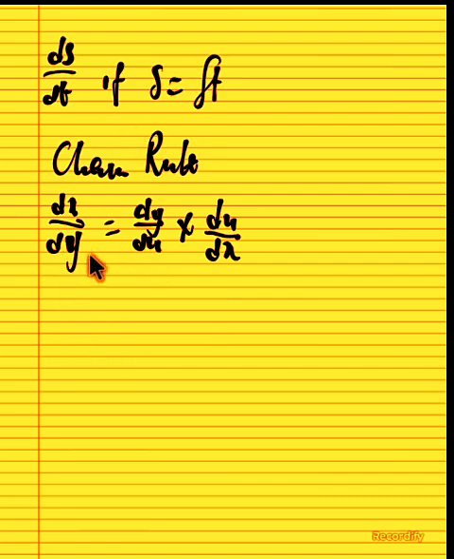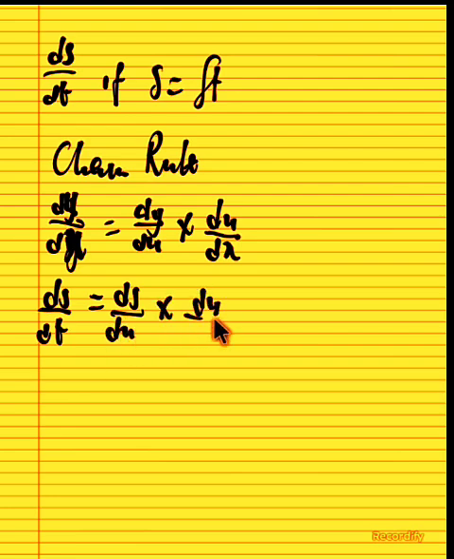Okay, so now instead of having dy dx, this will change to ds dt. Sorry, I mean dy dx, that's a mistake, sorry for that. So now instead of that, our y is now s because this is the function, and we are differentiating with respect to t, so ds dt will be equal to ds du, using substitution, multiplied by du dt. Okay, I hope you understand what I just did here.